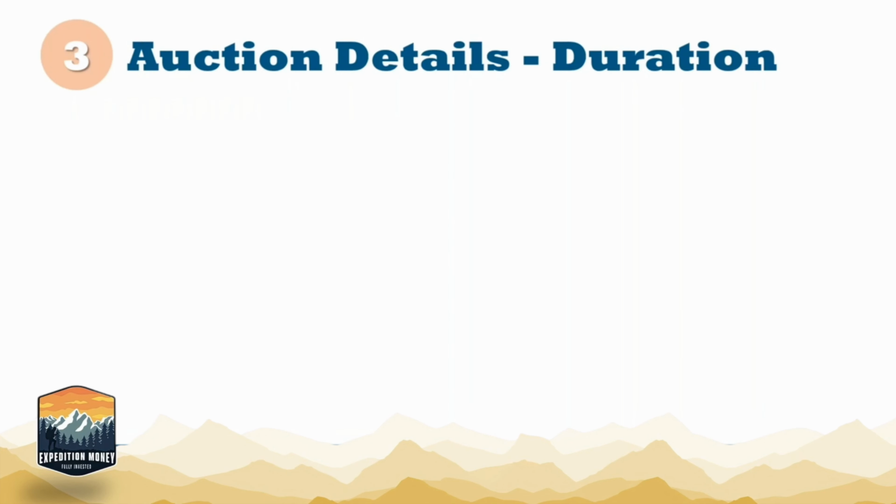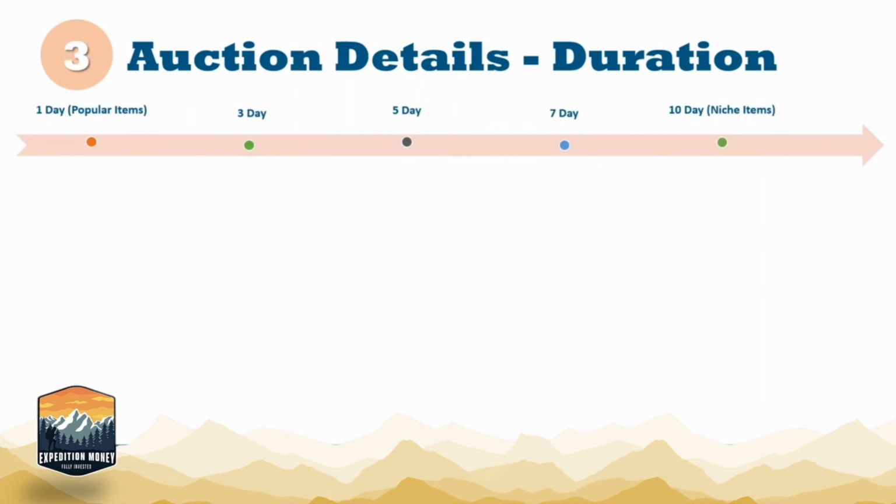The other thing I want to talk about is auction duration. On eBay, you can set the duration of how long that auction is going to be out there from 1 day to 3 days to 5 days, 7 days, or 10 days. And the reason that there are different durations really depends on the type of product that you're listing. Now, the most common auction duration is 7 days, 1 week.